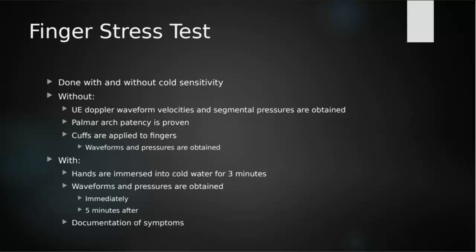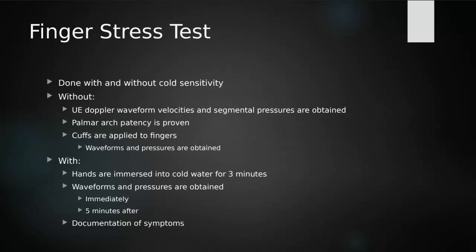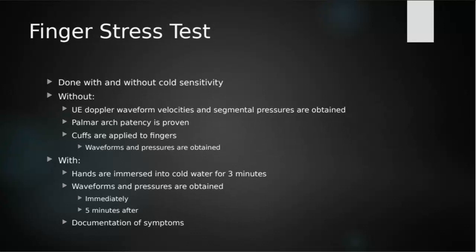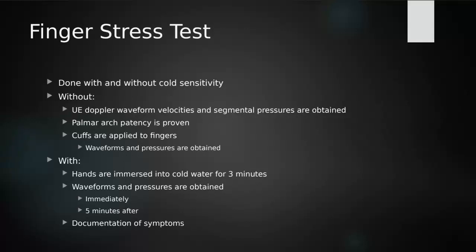We also have a finger stress test. This is kind of done with cold sensitivity. This is going to really help to determine Raynaud's a little bit more so. We can do this with and without waveforms or diagnostic guidance, and with and without actual cold testing. We're usually going to do this with cold testing because we're trying to figure out if the patient has Raynaud's, so let's mimic cold sensitivity.